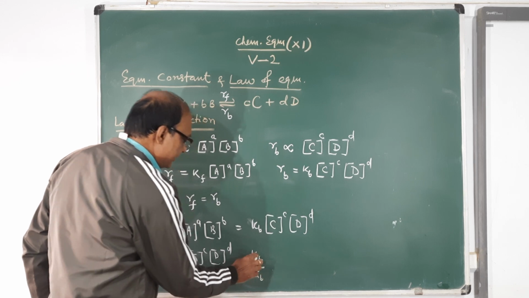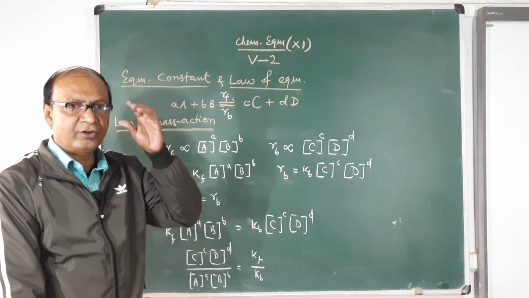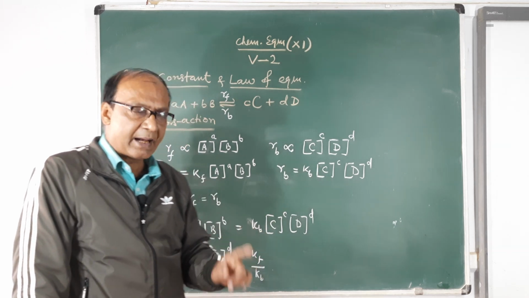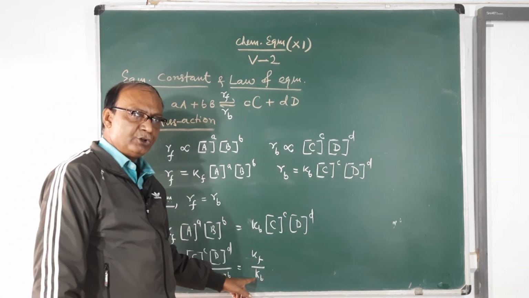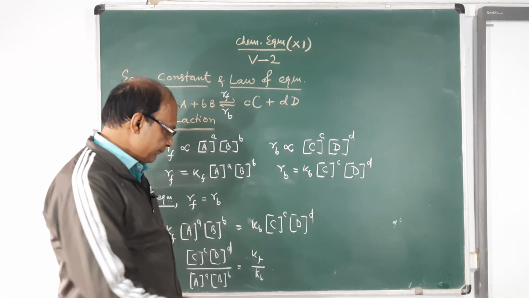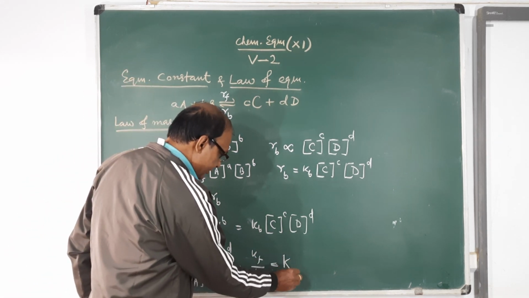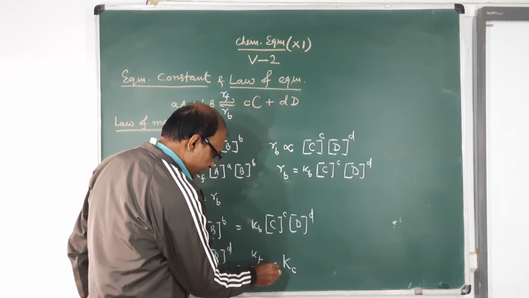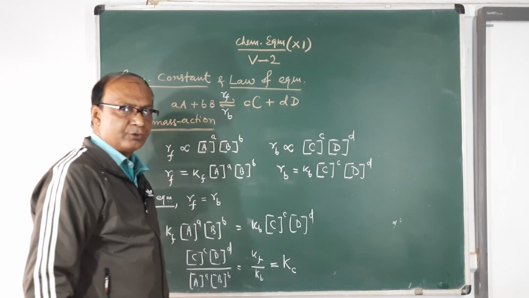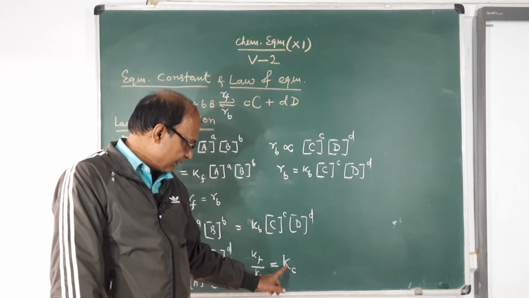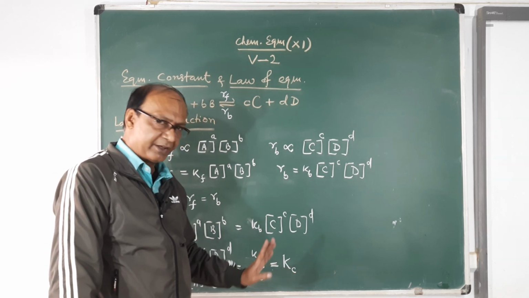You know that Kf is the proportionality constant for the forward rate, Kb is the proportionality constant for the backward rate. Therefore, their ratio is a constant quantity. This constant quantity is denoted by Kc, the equilibrium constant in terms of concentration. That's why we are writing c here: equilibrium constant in terms of concentration.